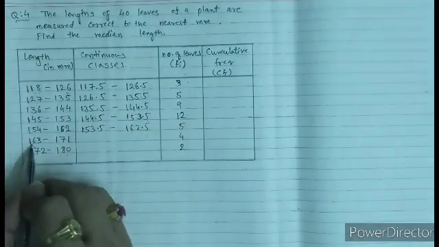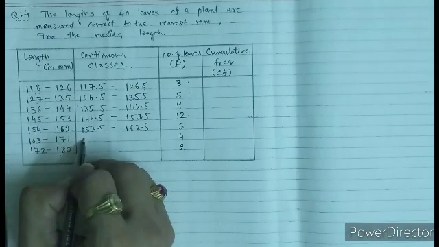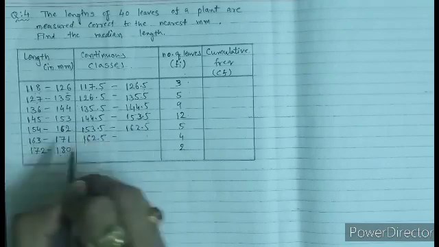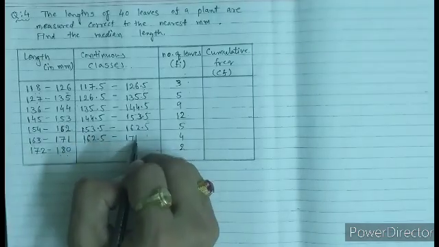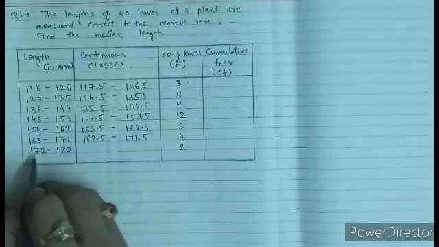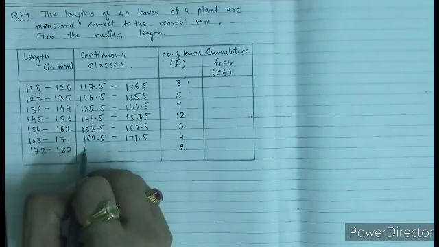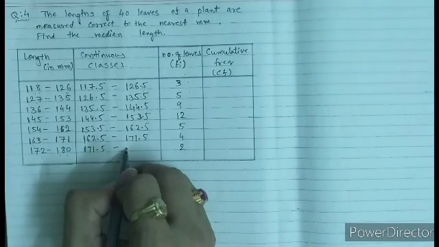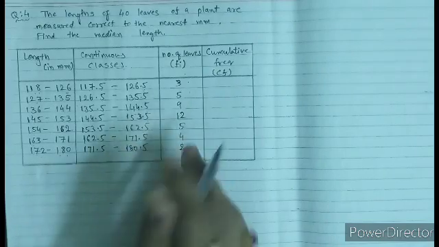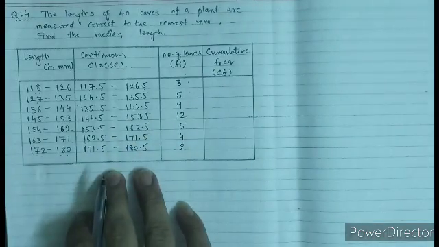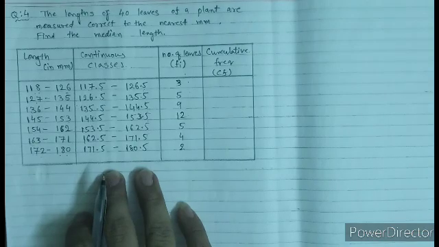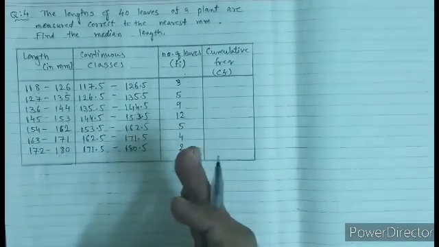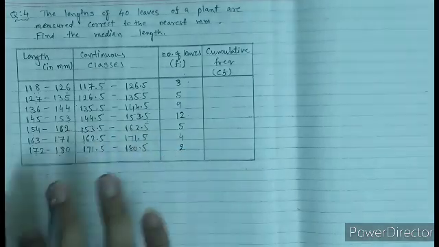Let us see the next. 163 minus 0.5 will be 162.5. 171 plus 0.5, that is 171.5. Next is 172 minus 0.5, it is 171.5, up to 180 plus 0.5 is 180.5. So this is how we can get the continuous class distribution, by adding 0.5 to the upper limit and by subtracting 0.5 from the lower limit.